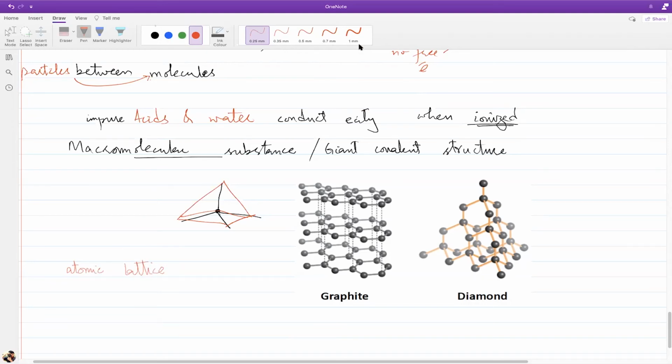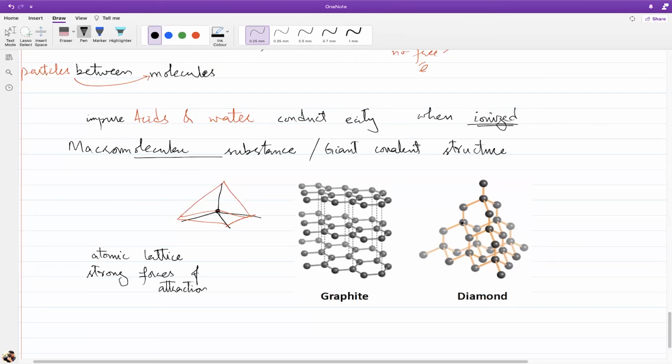ठीक है? All right. So we have a strong atomic lattice. Remember, lattice is simply a repeated structure. So we have a large atomic lattice. उस atomic lattice के अंदर strong forces of attraction है. Every atom is attracting the other atom.